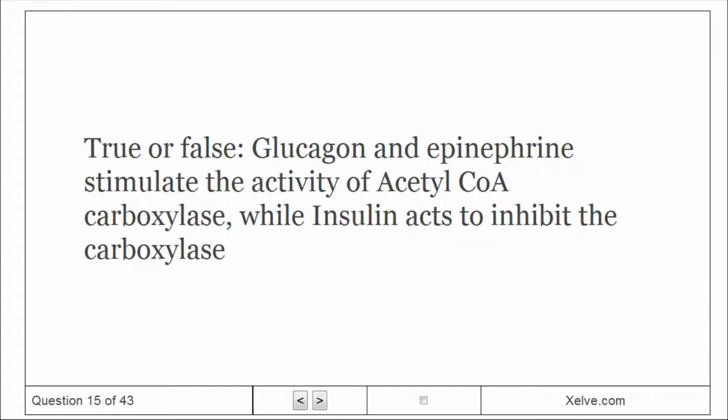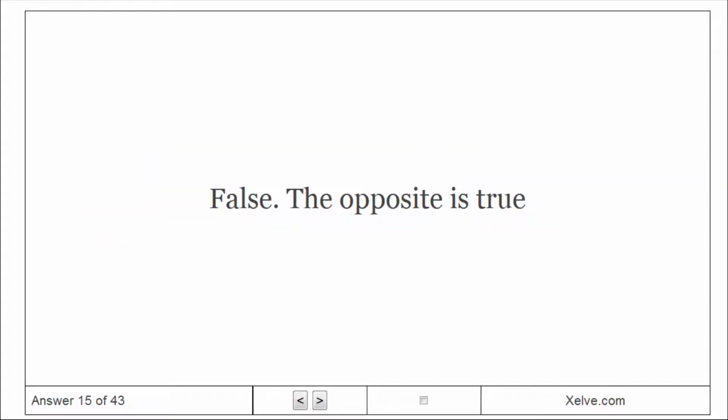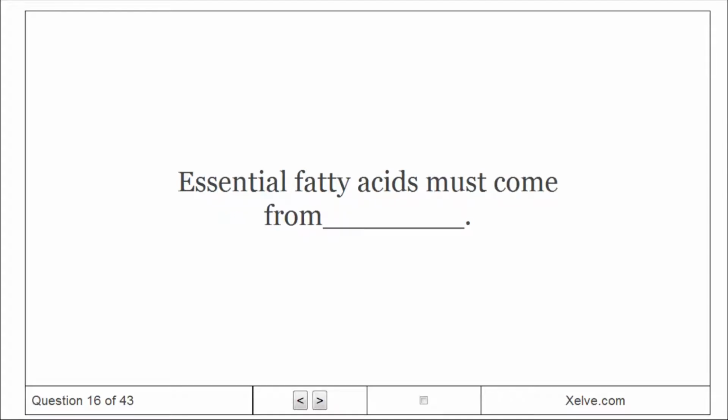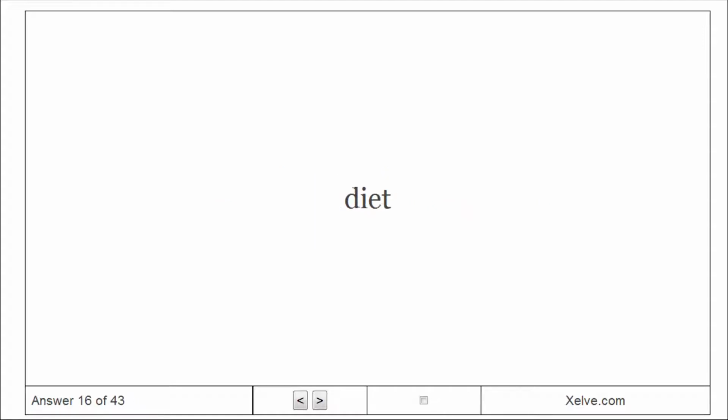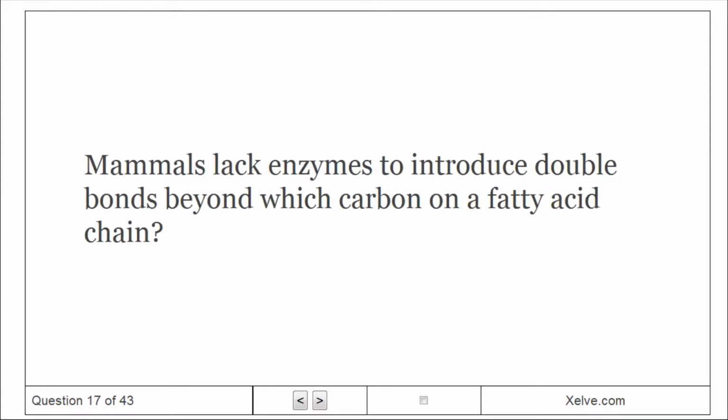True or false? Glucagon and epinephrine stimulate the activity of acetyl-CoA carboxylase, while insulin acts to inhibit the carboxylase. False. The opposite is true. Essential fatty acids must come from blank. Diet. Mammals lack enzymes to introduce double bonds beyond which carbon on a fatty acid chain? C9.